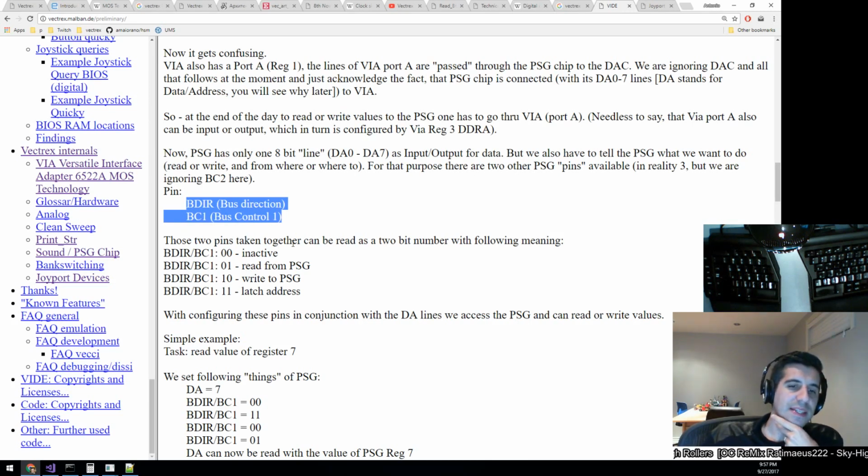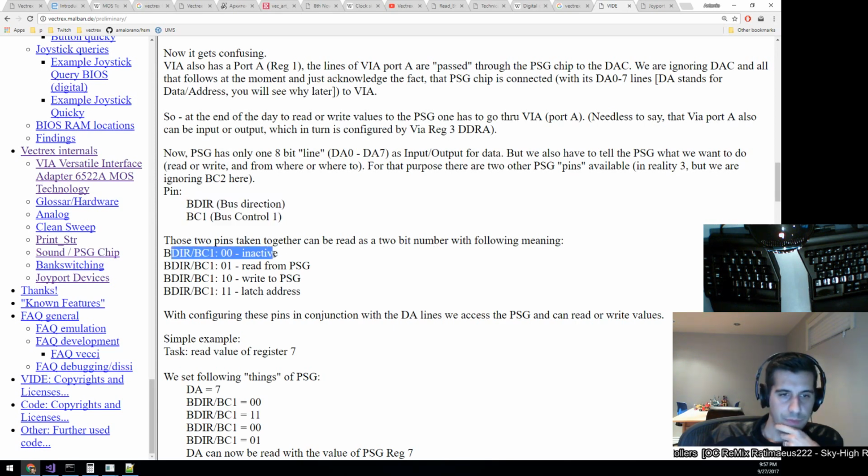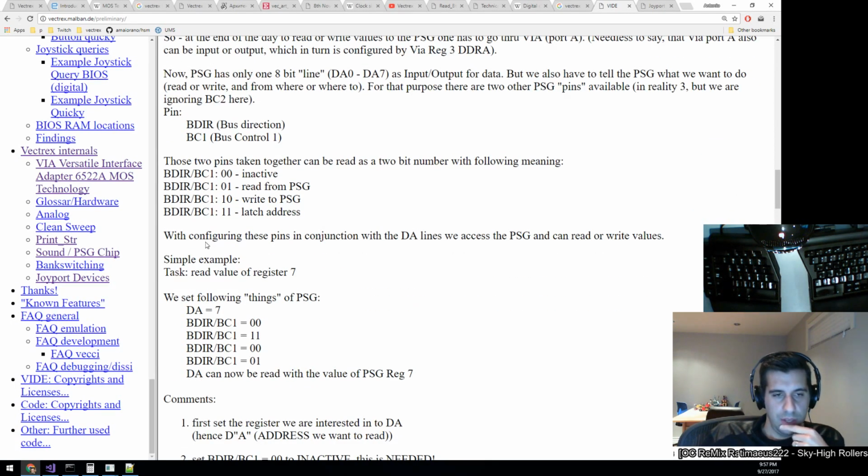Those 2 pins taken together can be read as a 2-bit number with the following meaning: inactive, read from PSG, write to PSG, latch address. By configuring these pins in conjunction with the DA lines, we access the PSG and can read or write values.